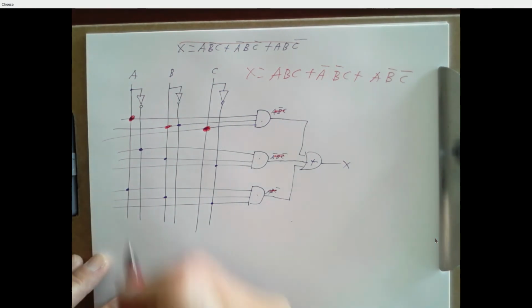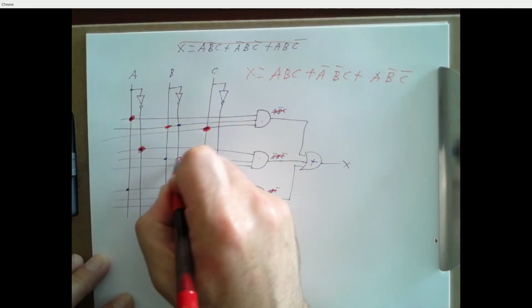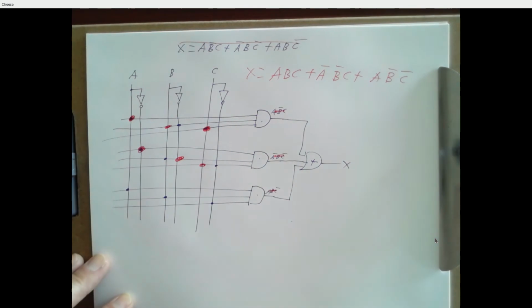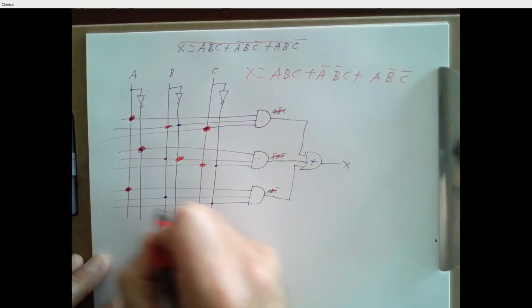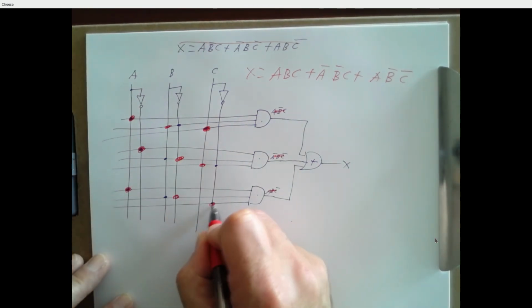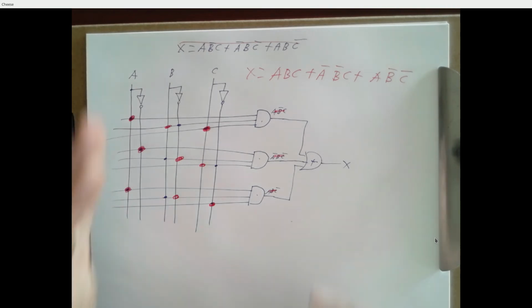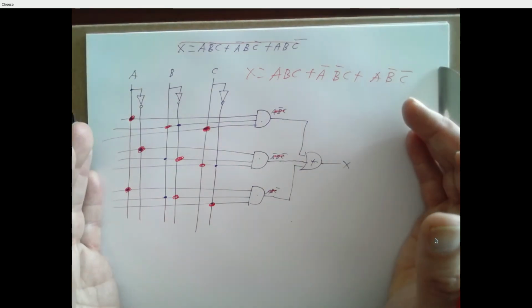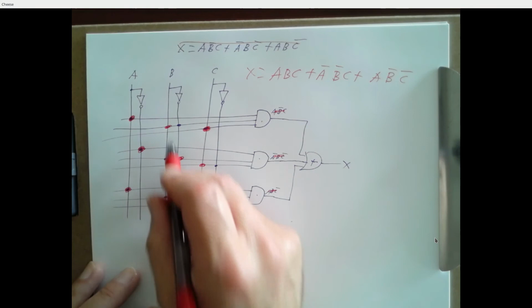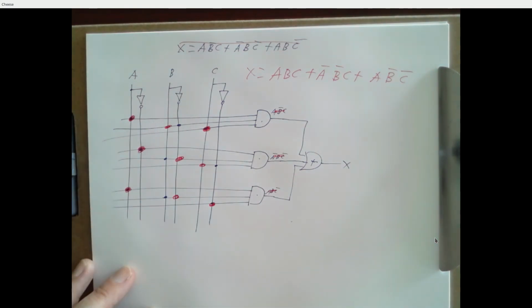That's A, B, C. This is A bar, B bar, C. And this is A, B bar, C bar. There's my new function X. And any function, in this case of 3, any sum of 3 products, I can design with this diagram by just changing where my connections are over here. And everything else is exactly the same.